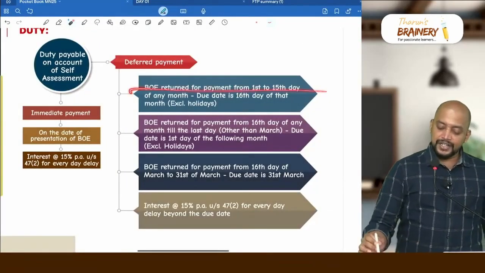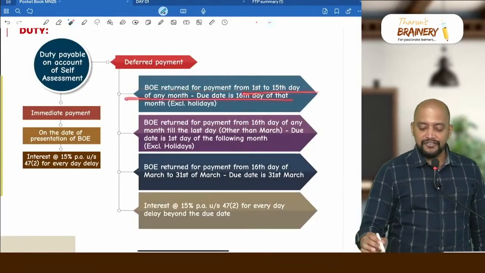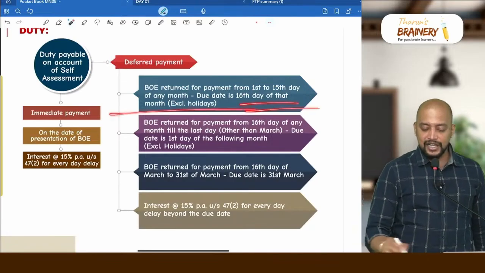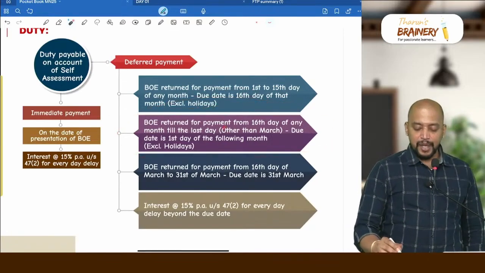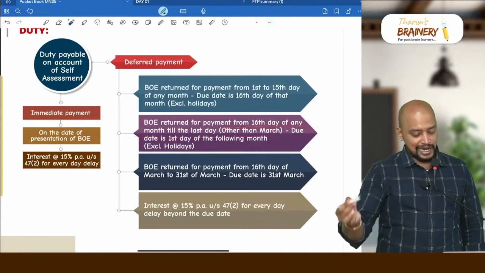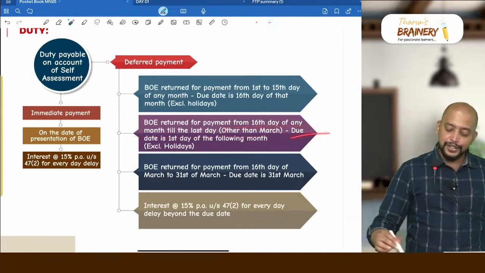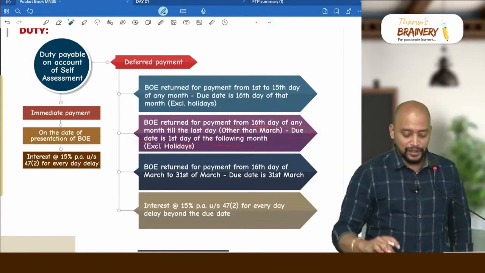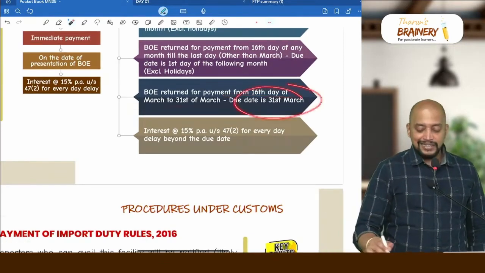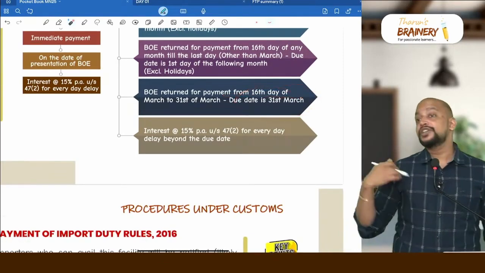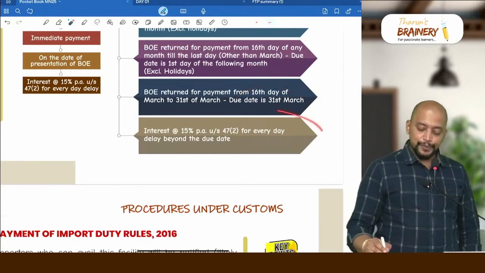So bill of entry returned for payment from 1st day to 15th day of any month, due date is 16th day of that month excluding holidays. And suppose the bill is returned for payment from 16th day to the last day of the month, due date is first day of the following month excluding holidays. If it is returned from 16th to 31st of March, the due date will be 31st of March. If you cross the due date, you need to pay interest.